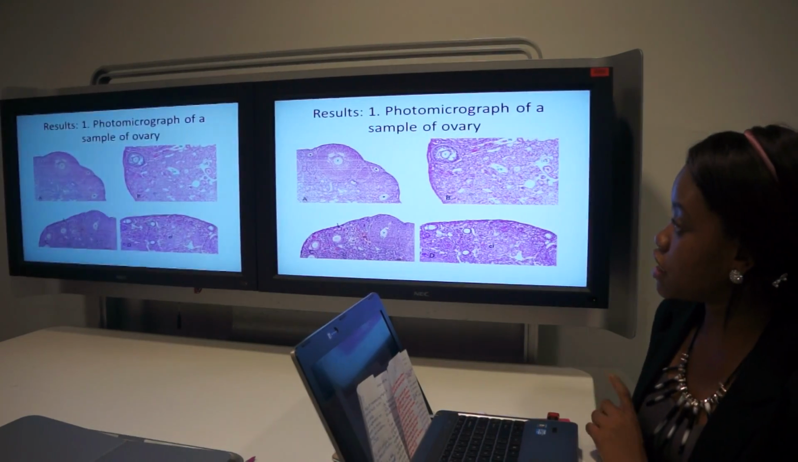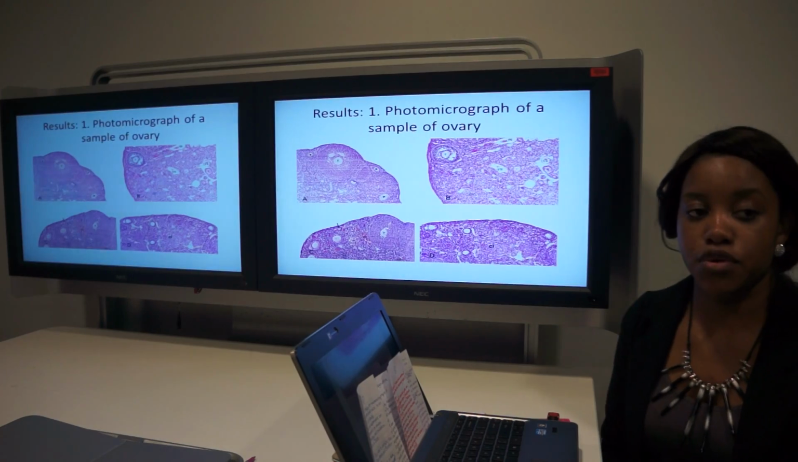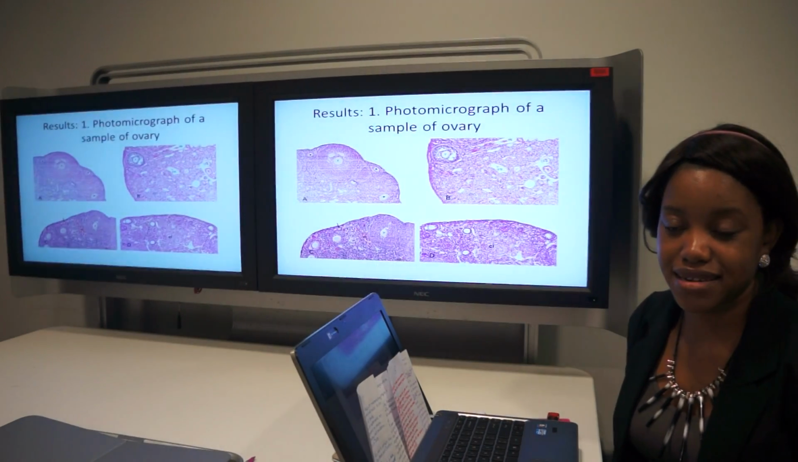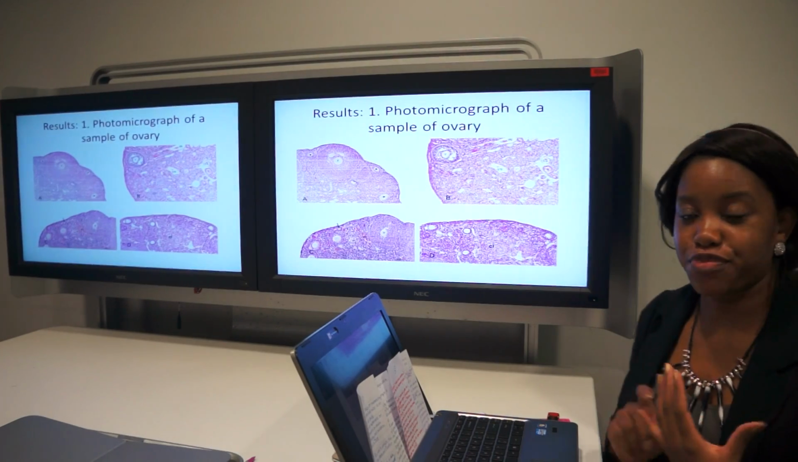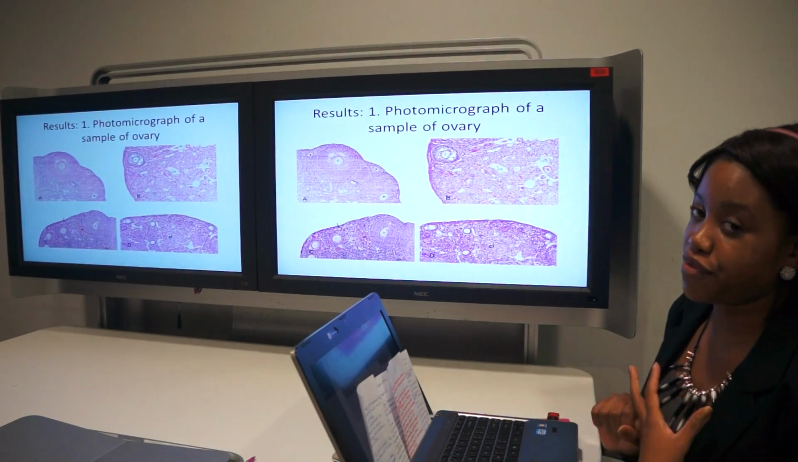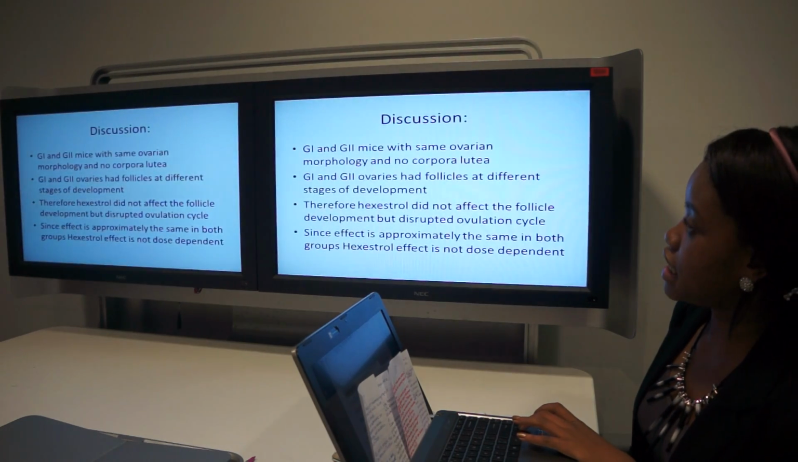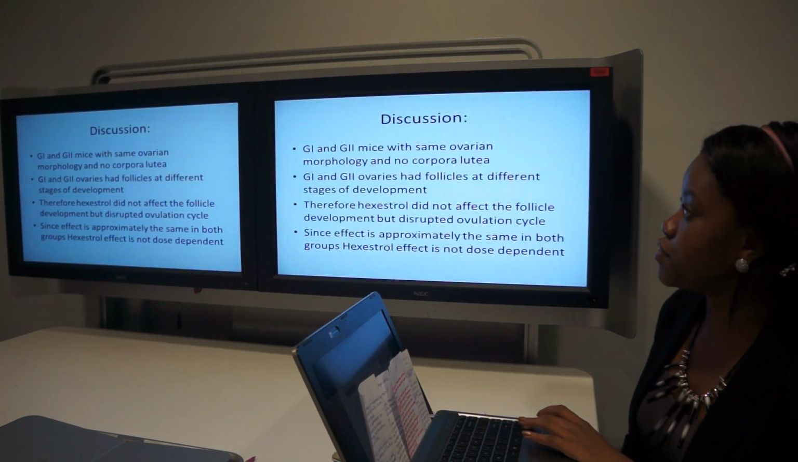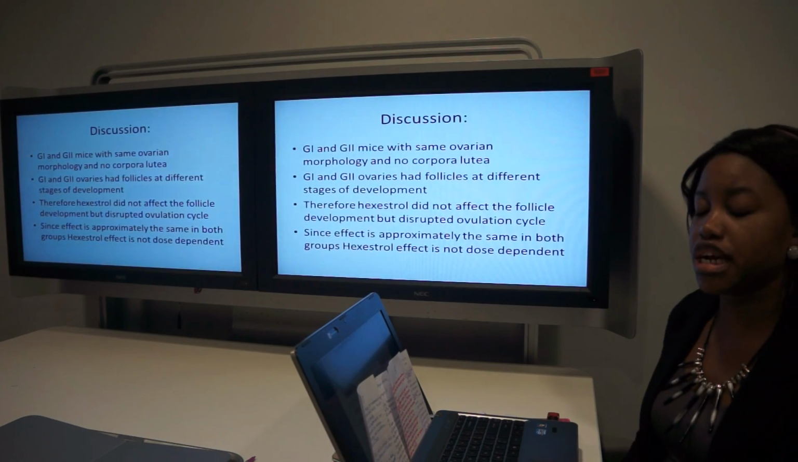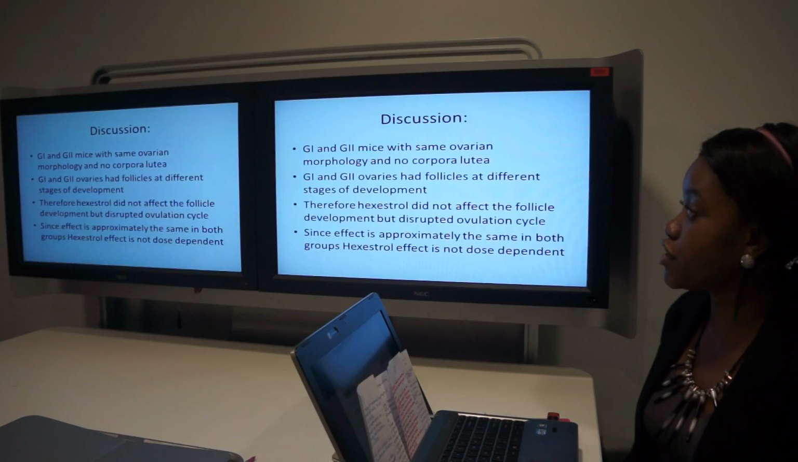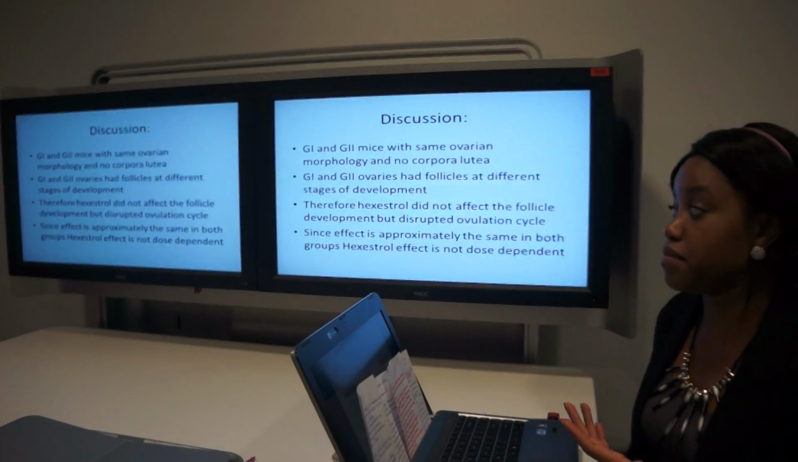It was found that in Group 1 and 2 mice, there were a number of Graafian follicles that were found. Mostly it was primary follicles, and no secondary follicles were found. This then suggests that Group 1 and 2 mice had the same ovarian morphology and no corpora lutea, and Group 1 and 2 ovaries had the follicles at different stages of development.